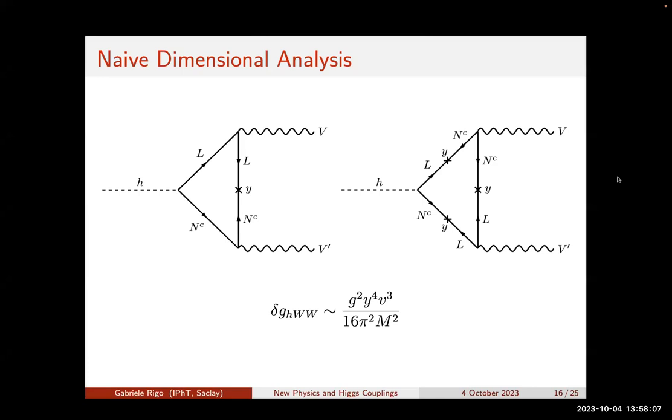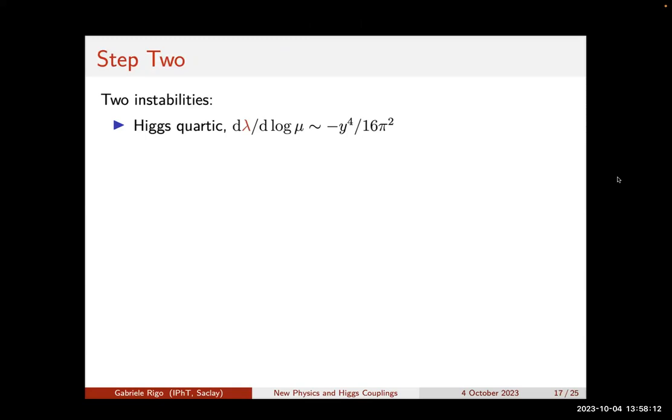Okay, so this was the first step of the calculation. The second step, which in a sense is actually the most important, is how do you calculate this instability scale, the scale at which your theory stops being consistent? And this is the scale at which the new bosons have to come in. And I will explain why you can make that scale.